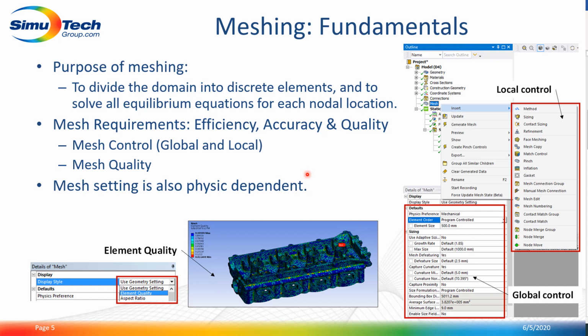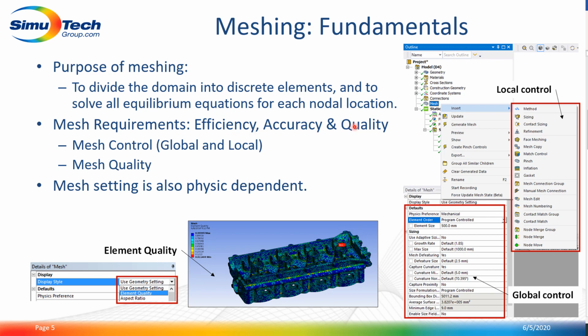So now let's talk more about meshing. First, the fundamental purpose of meshing is to discretize the domain into finite elements, and then to solve all the equilibrium equations of the system to get the degrees of freedom for each nodal location, which can be displacement for structural simulation or temperature for thermal simulation.